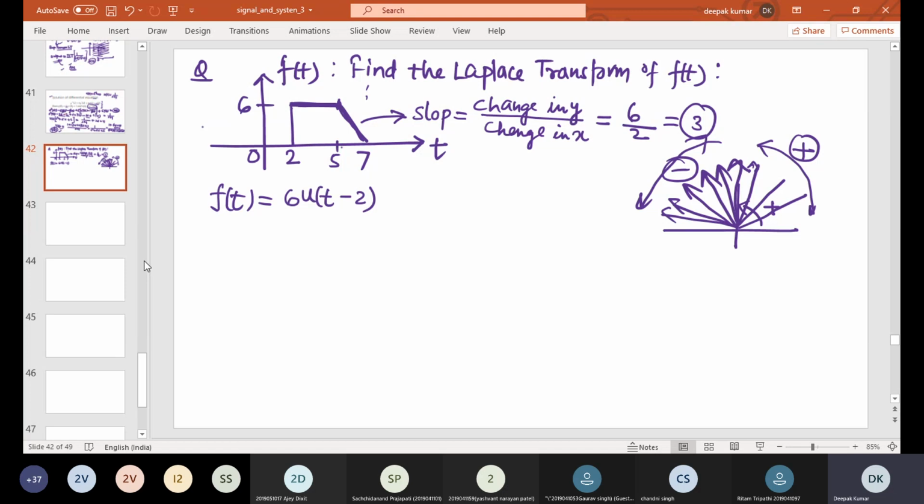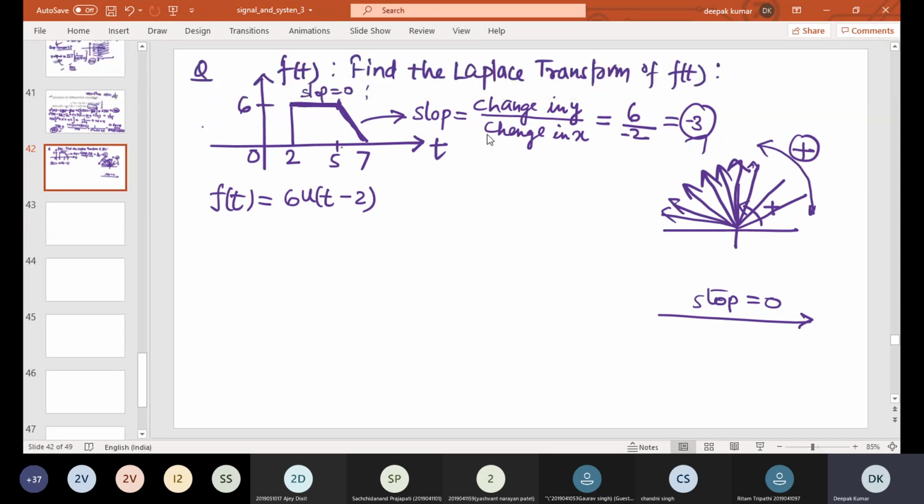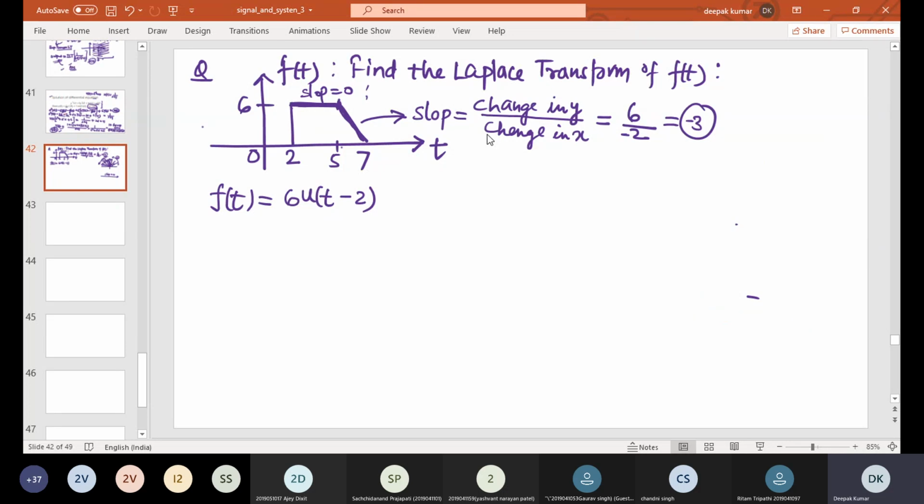Simple, right? You can say directly that change in y is positive and change in x is negative. You should write here, directly it will become negative. So the slope of this line is -3 and the slope of this line, parallel to the x axis, is 0. Correct? So the change in slope at t is equal to 5 is -3.